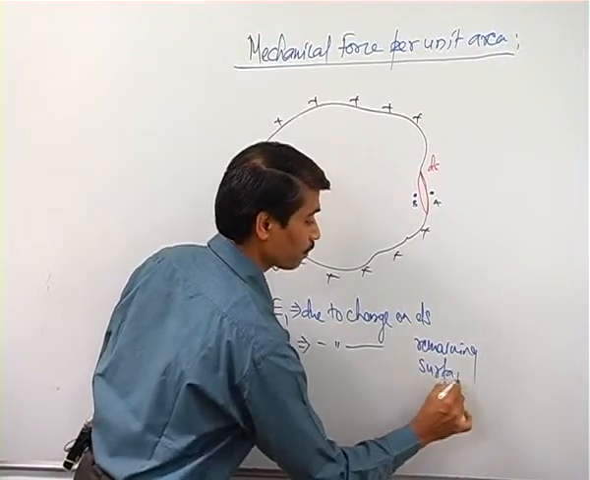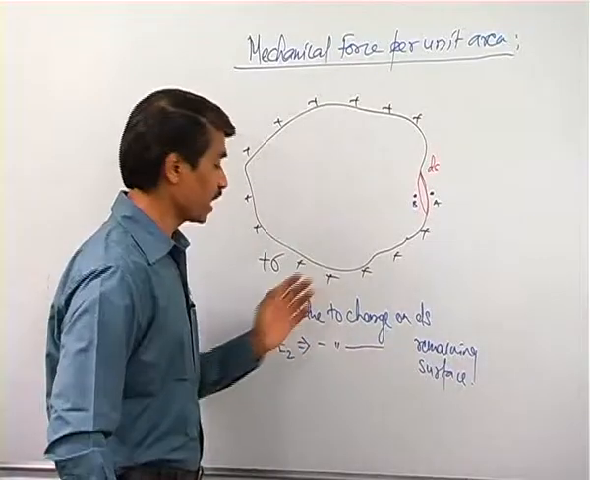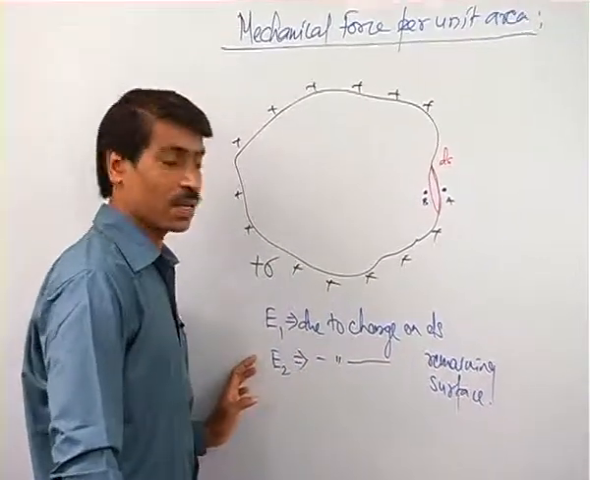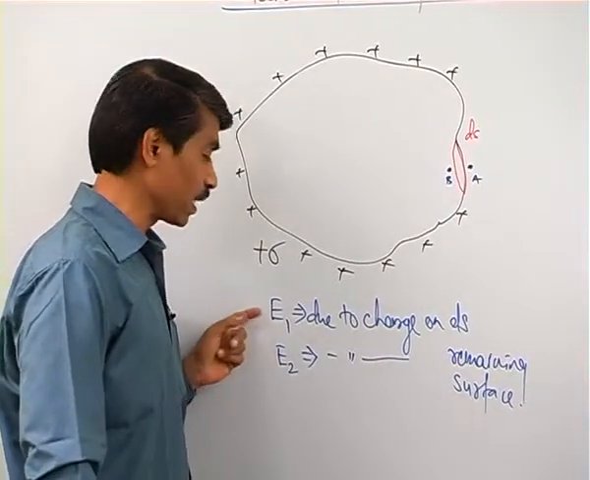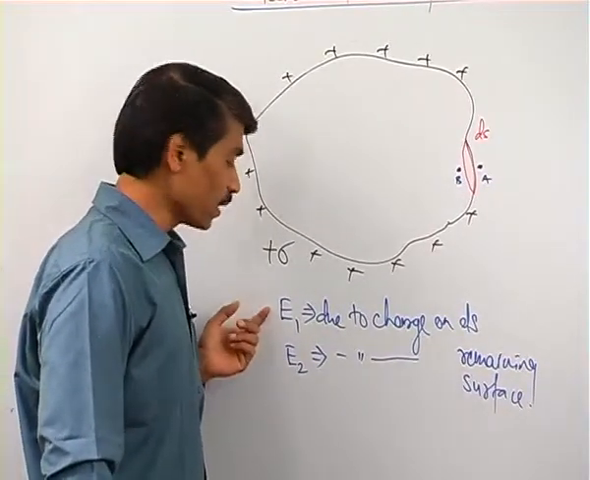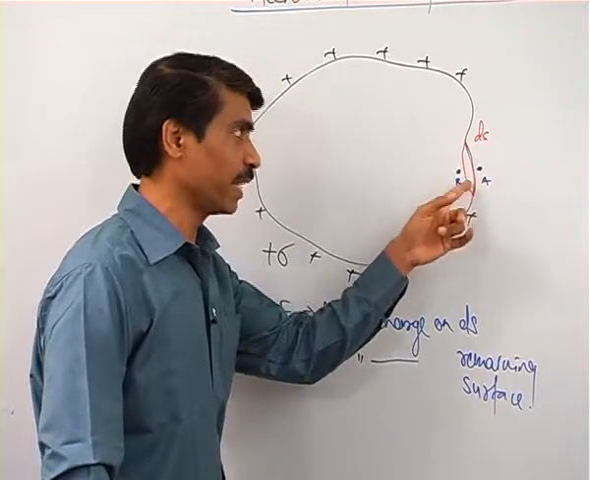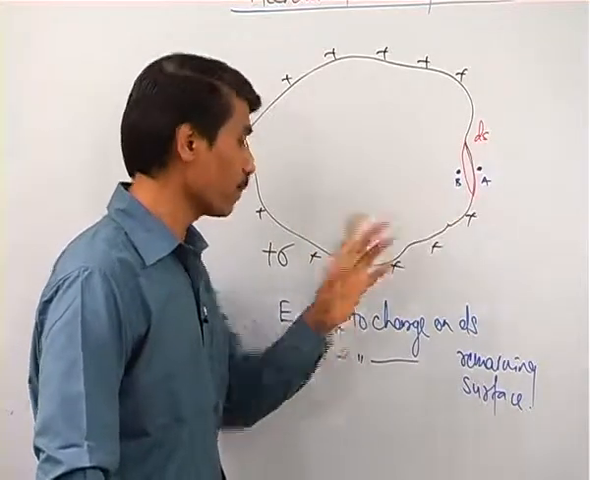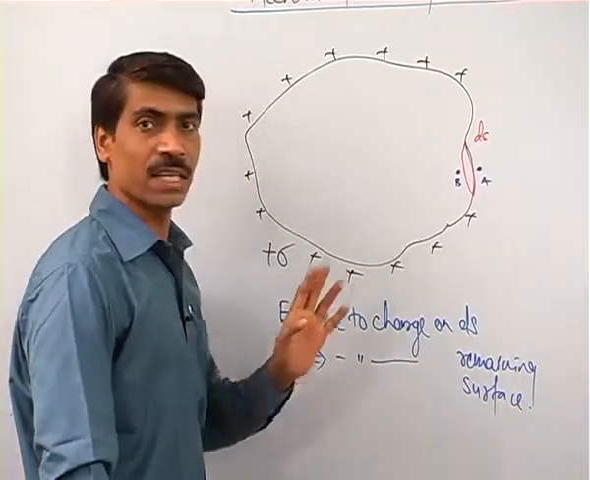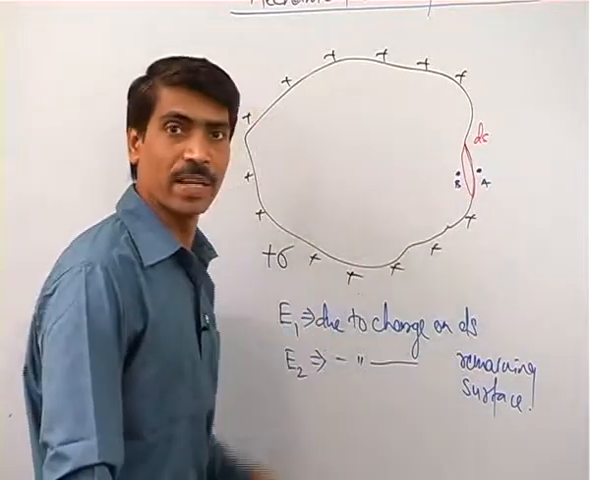Now we'll show the direction of the electric intensities E1 and E2. It is very important to know what is E1 and what is E2. Once again, E1 is the electric intensity due to the charge on ds, whatever charge is on ds, due to that E1 is produced. And E2 is the electric intensity because of the charge on the remaining part.